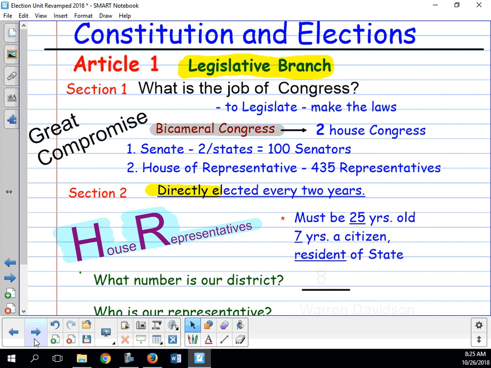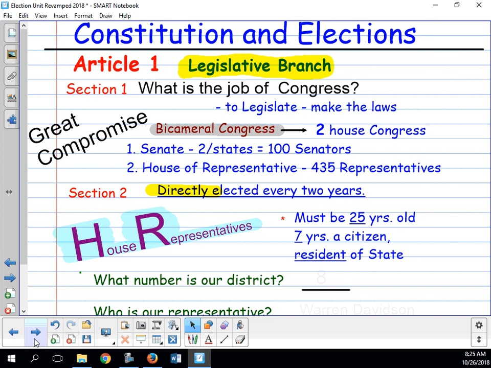All right. So Article 1 is about the legislative branch. Section 1 has to do with the Great Compromise we just talked about. What is the job of Congress? So let me talk just a moment about the notes here. There is so much information, so I'm trying to cut it down to the bare minimum of what you need to know. And so I didn't write out long sentences, I just gave you brief bullet points.